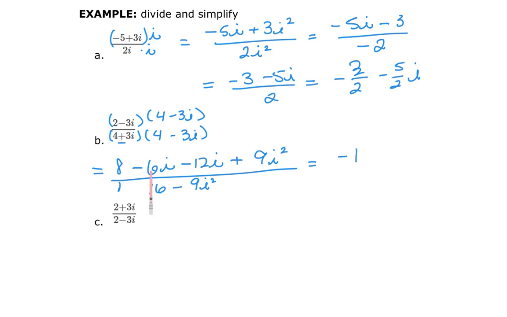And then, of course, I'm going to add the 6 and the 12, which is going to give me negative 18i. And then in the denominator, since I know this is going to change the sign with the i squared, it's going to be 16 plus 9, that gives me 25. So writing this in the appropriate manner would be negative 1 over 25 minus 18 over 25i. And that's my final answer.